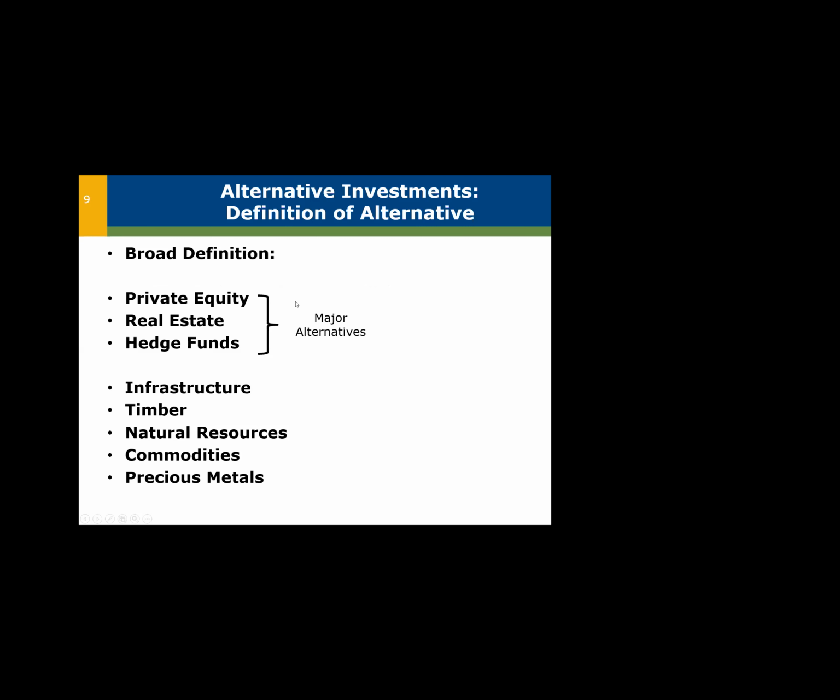Okay, and then there's two different ways that alternative investments are used in the asset management space. One is a broad definition, and so that includes things like private equity, real estate, hedge funds. So those are the major alternatives. And then you've got some of the less common alternatives, such as infrastructure, timber, natural resources, commodities, and precious metals. And in fact, teachers invest in all of these, both the major alternatives and the other alternatives.